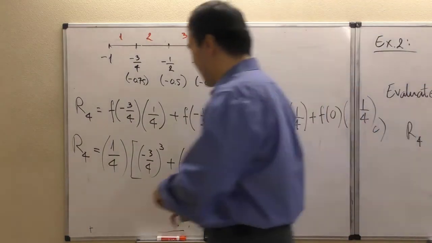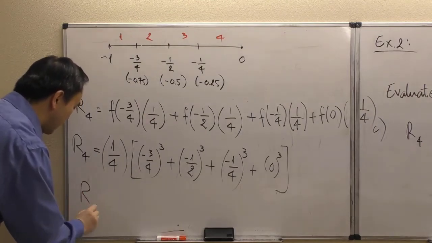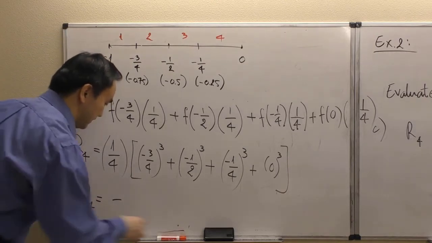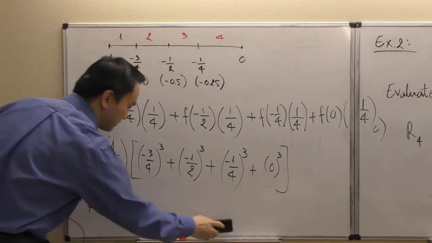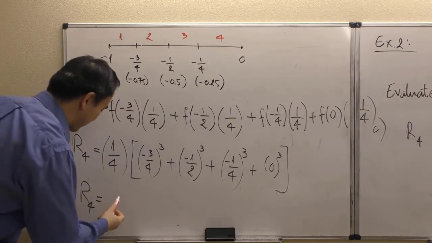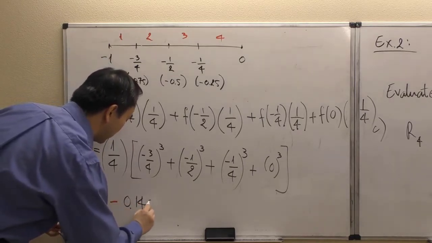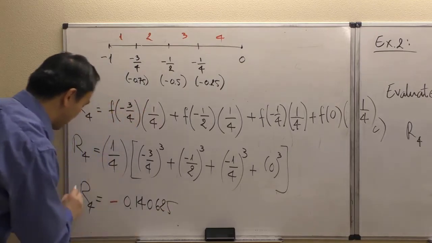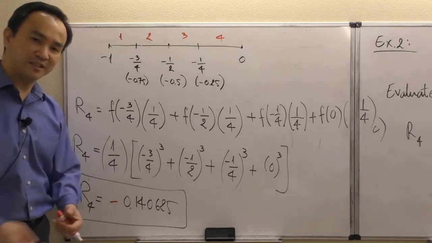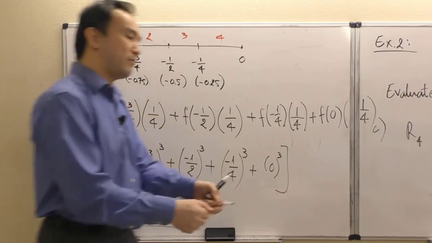All right, so now I have an answer. The answer this time for R4 in this interval is going to be negative. Let me write the sign in red ink on the board here. So negative, and the actual magnitude is 0.140625. So the answer is a negative. Okay, the answer is a negative. But at least this is the final answer to our problem.